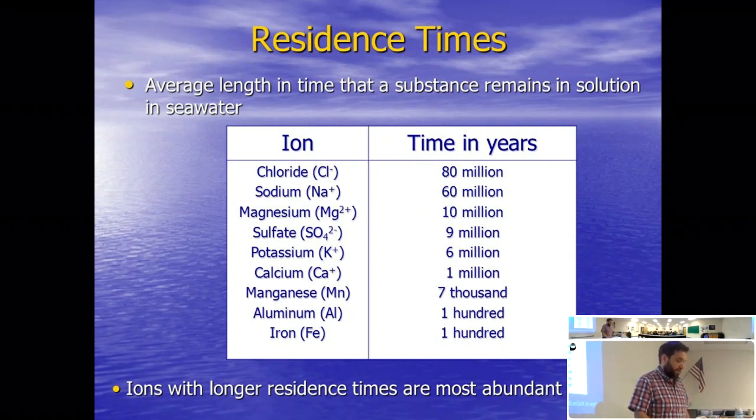So number 14. What is a conservative versus non-conservative constituent? A conservative constituent is just a chemical constituent with a residence time greater than the mixing time of the ocean. That's all you need to say. And hopefully that makes sense to you. Should I say that again? Do you got it? No? You all got it then?